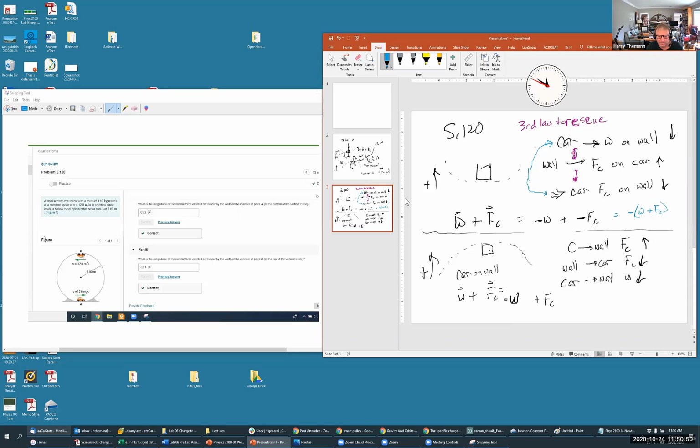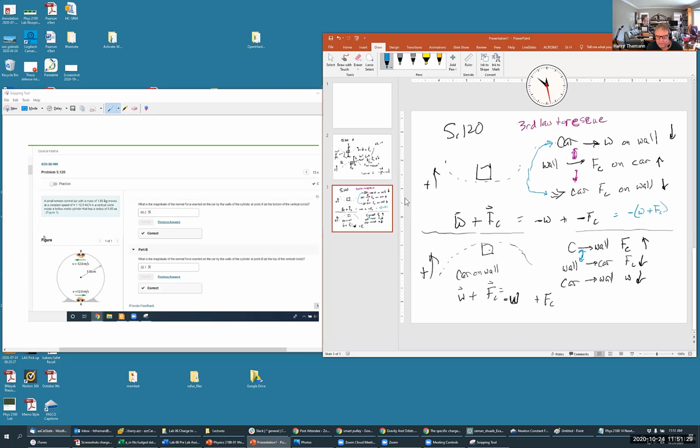Now, what do we do at the top? At the top, we see that F of car on the wall. And if you like, you could start out with F of wall on the car. No, I didn't, because then I would have done W first, right? So anyways, F of car on the wall is going to be F centripetal because the car wants to go straight. The wall is pushing down on it, and so the car is also pushing up on the wall. So there's our Newton's third law pair.